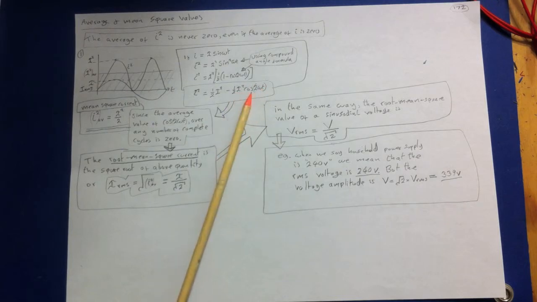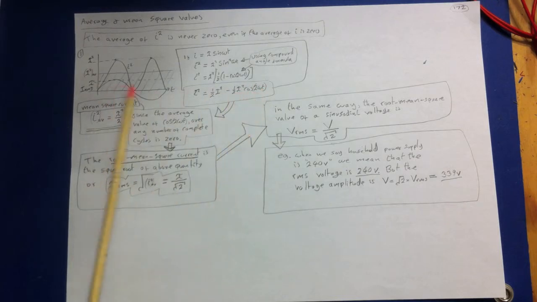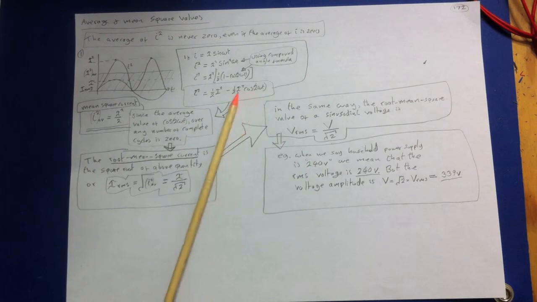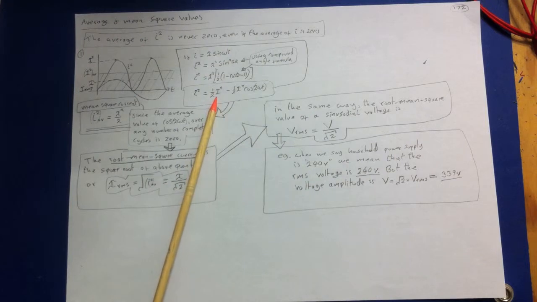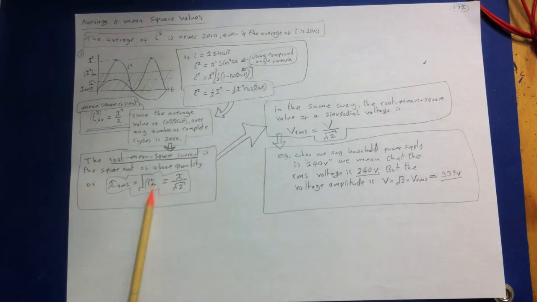The average of that, because it's another sinusoidal function that goes above and below the line, is going to go to zero. So the average of I squared is always going to be a half I squared, this term here. If we take the square root of that quantity, that gives us the root mean square value of I, which simply means the square root of this.